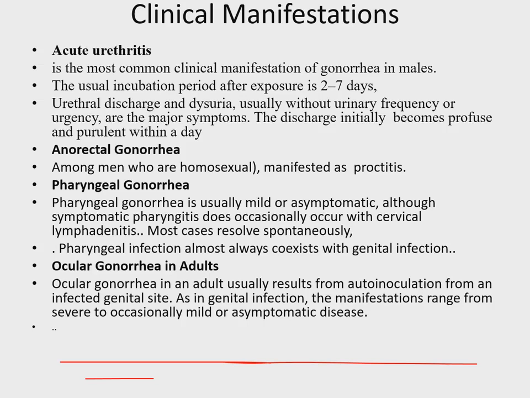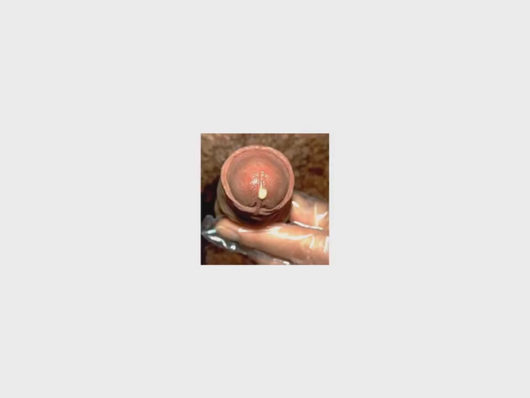As I mentioned, gonorrhea can not only affect the urethra, it can also affect the rectum in persons who are homosexual. Pharyngeal gonorrhea can also be a manifestation. We also have to recognize ocular gonorrhea, manifesting as conjunctivitis. But what we have to consider in our topic here is acute urethritis.